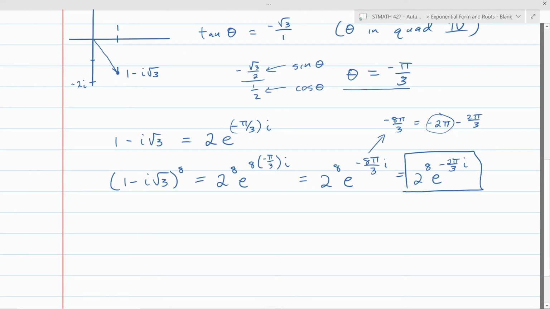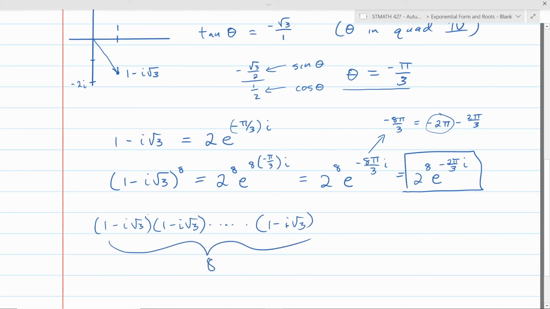But the point here is that I didn't have to sit here and do 1 minus i times the square root of 3 times 1 minus i times the square root of 3, 8 times, and then actually do all the multiplication to figure that out. Converting it to polar form made it super easy.